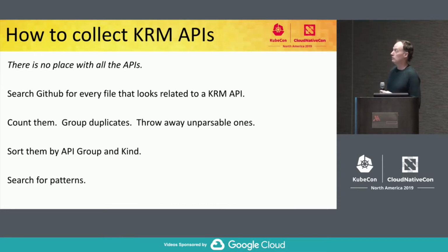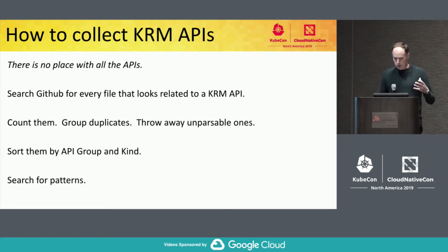There's not a list of all the KRM APIs, but there's a lot of stuff on GitHub. So what I did was search GitHub for every file that looks like it might have to do with KRM. That included YAML files, Go files, and JSON files. I won't go into depth, but I figured out that if you just look at the YAML files, you pretty much get a picture of about 90% of all the things in the KRM ecosystem. So I'm going to focus on that for today. It's nice because I can parse it and understand the structure within it.